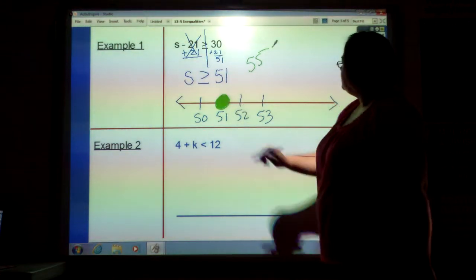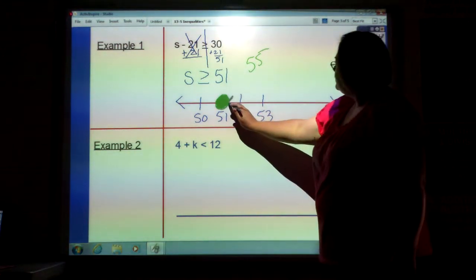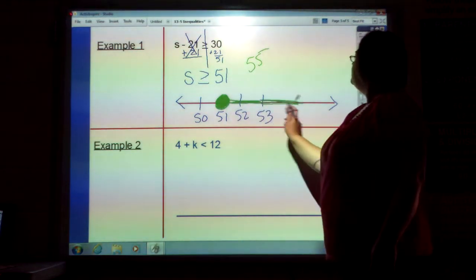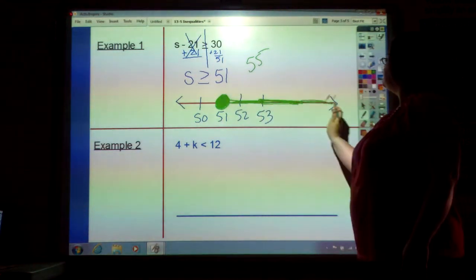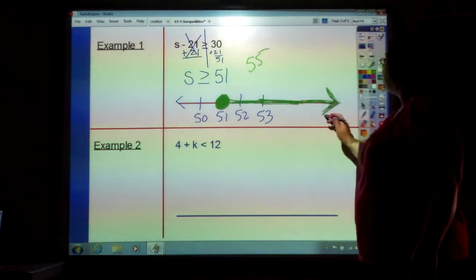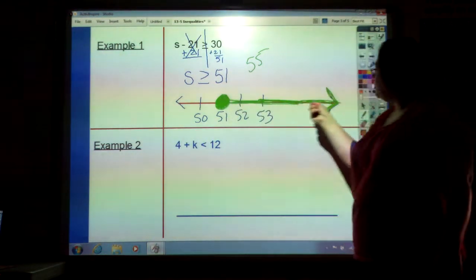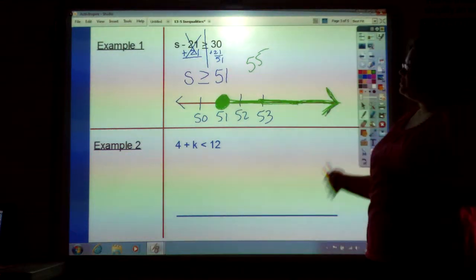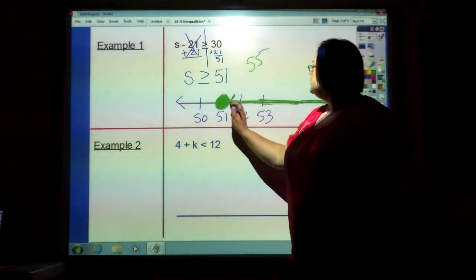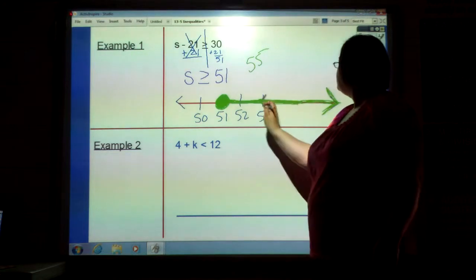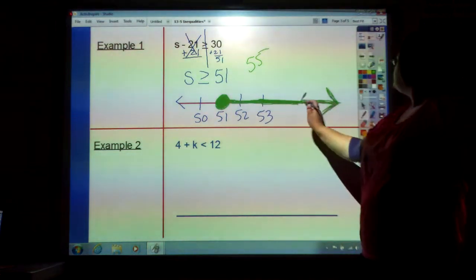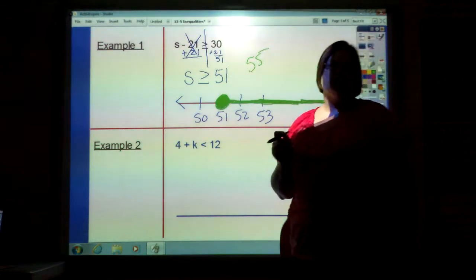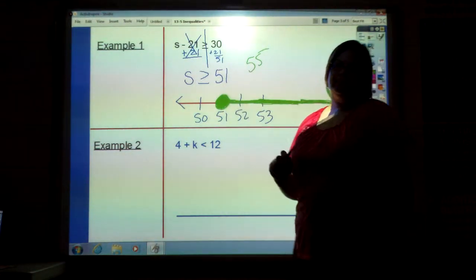So then I shade in this side of my number line, which means that S can be any number from 51 all the way to infinity. It just keeps going and going. So any number that is on this side of 51 could be a solution to this problem.